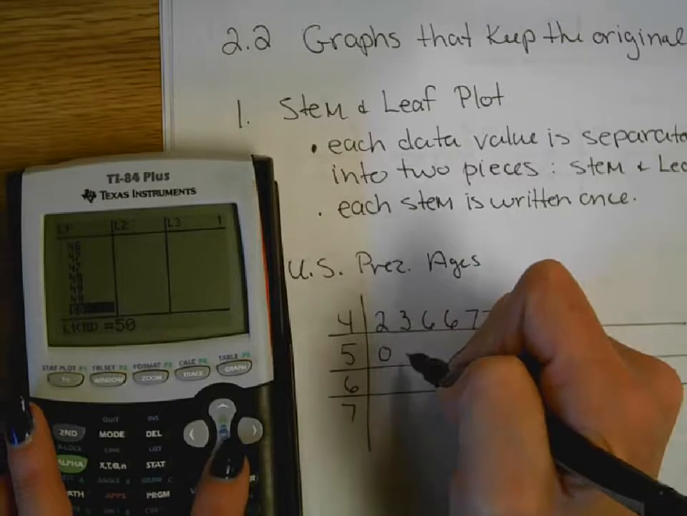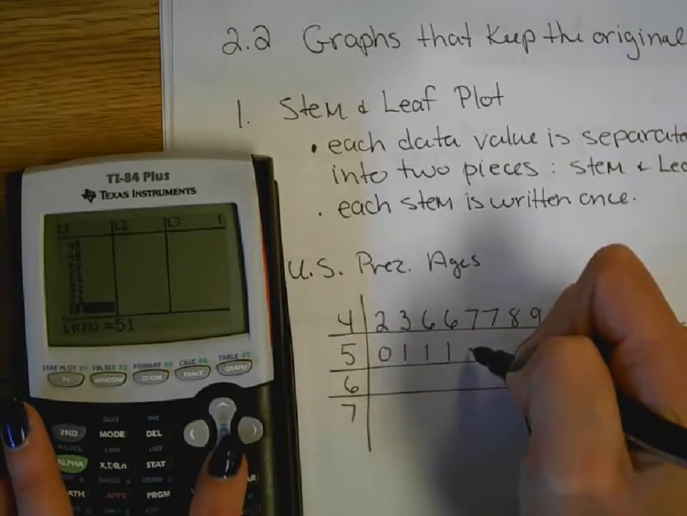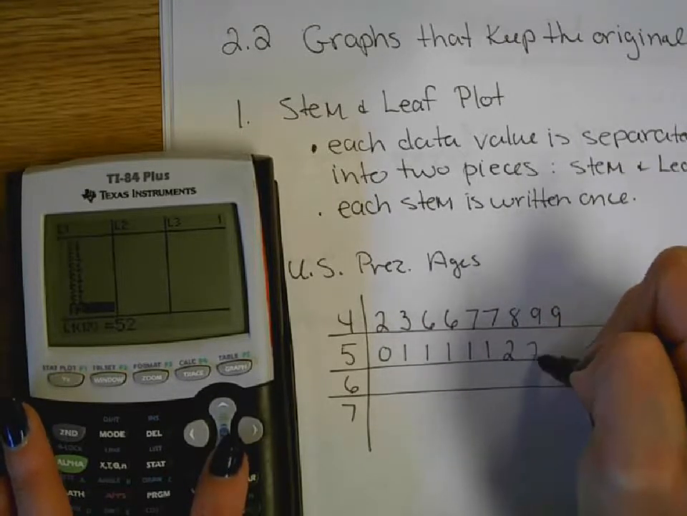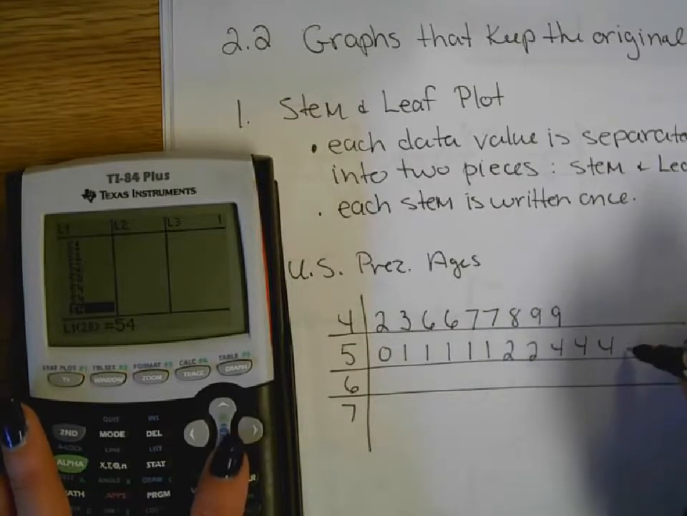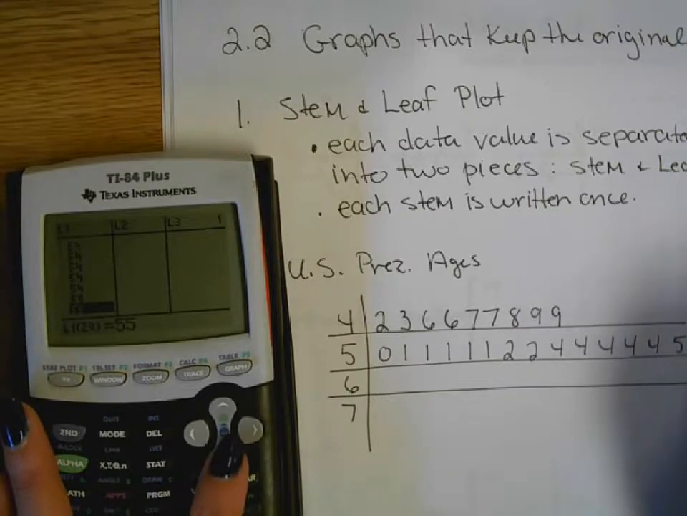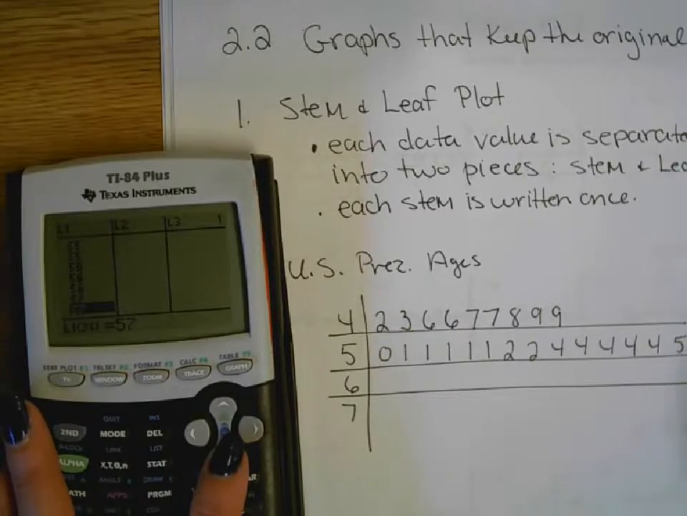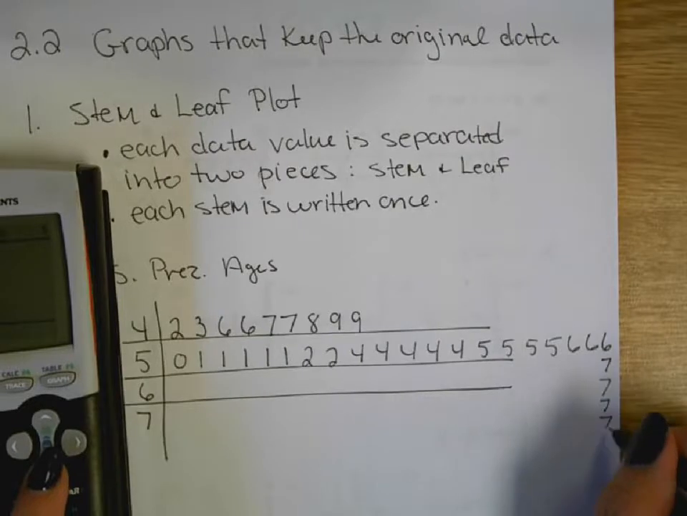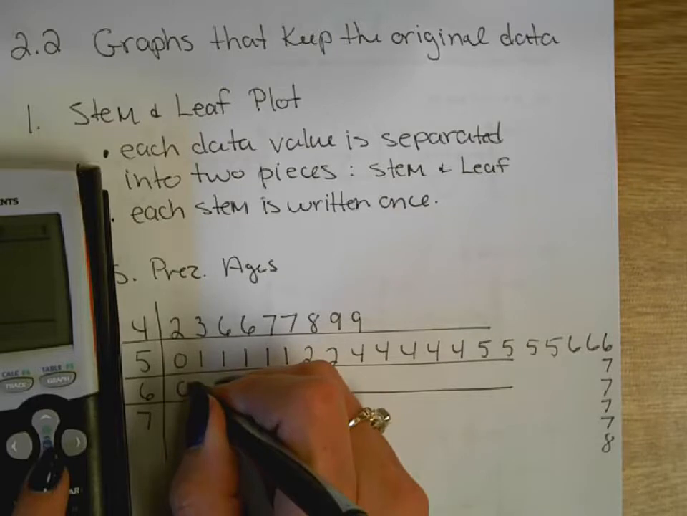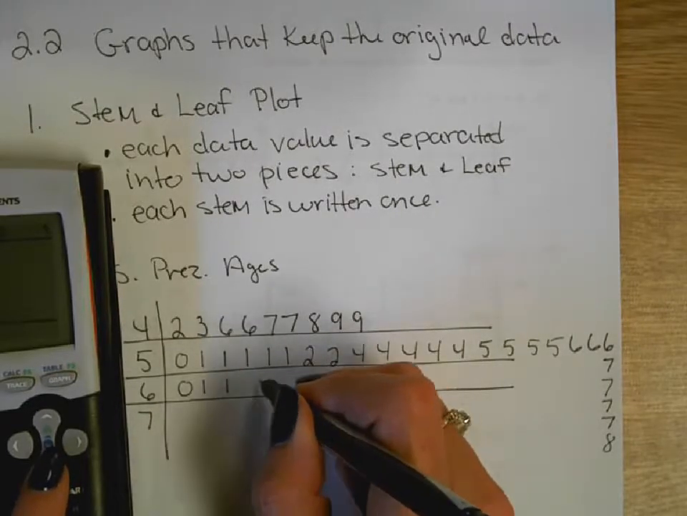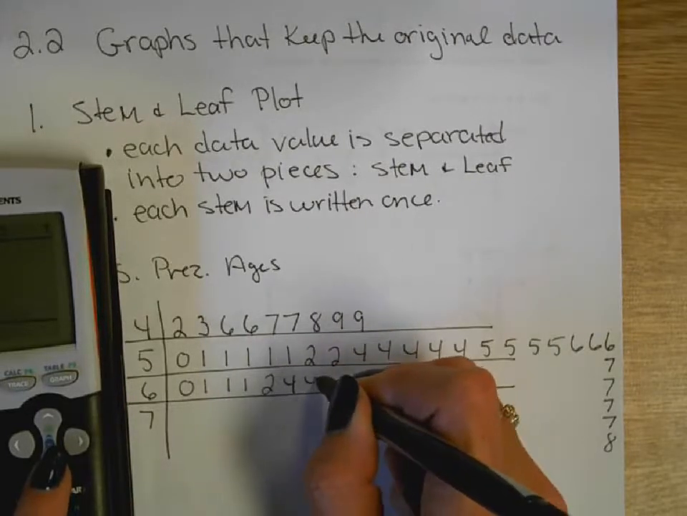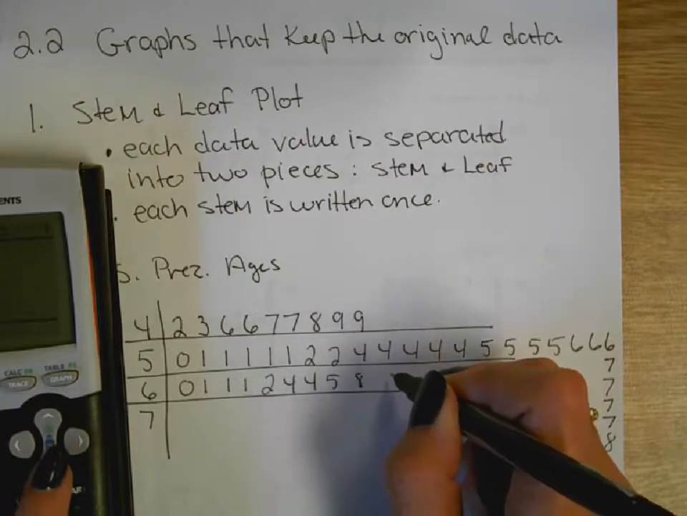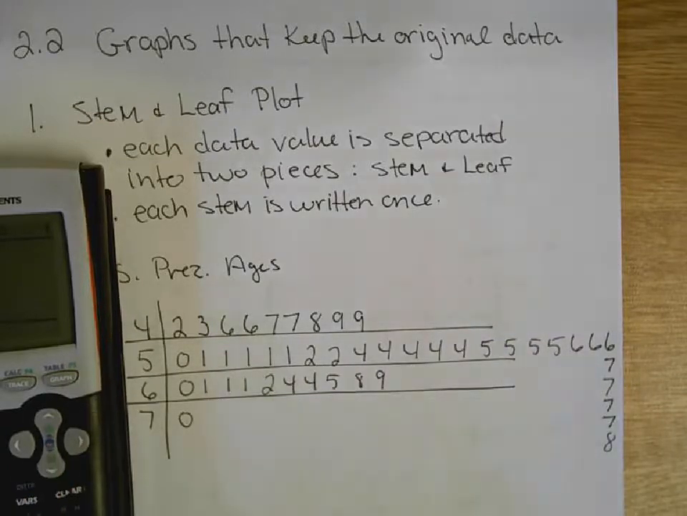Now we jump back. We had a 50-year-old, and go in order. 1, 1, 1, 1, 1. Now 52, 2, 4, 4, 4, 4, 4, 5, 5, 5, 5, 6, 6. We're running out of room. 6, 7, 7, 7. Hopefully you were listening. 7, 8. Now 60. 61, 1, 1, 2, 4, 4, 5, 8, 9, and 70. And there they are.